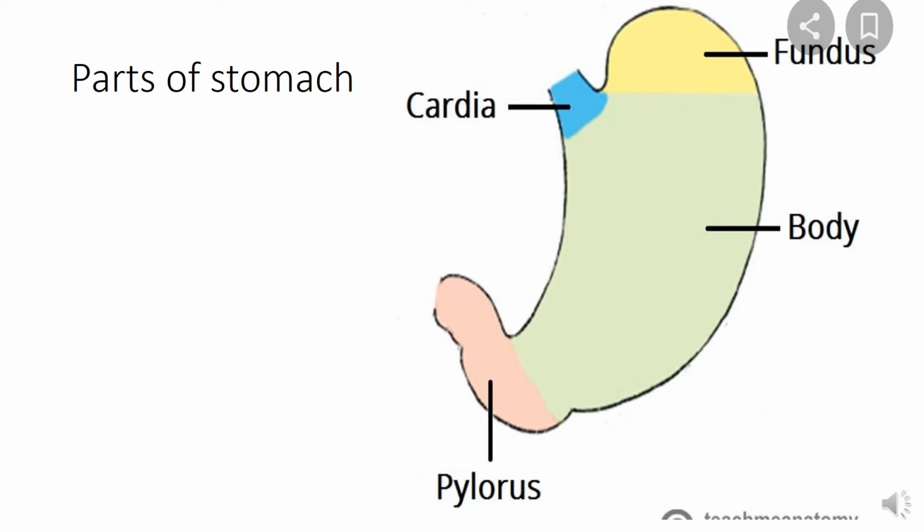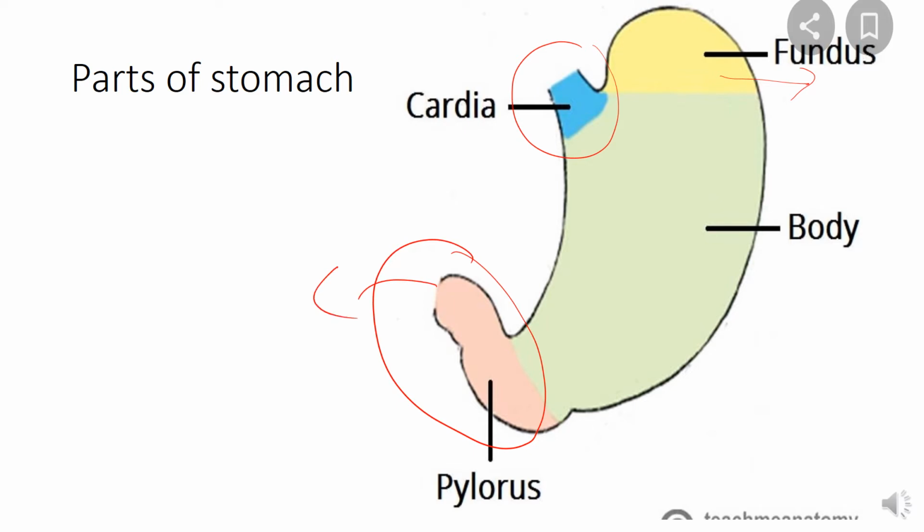So the parts of stomach again, as we know that grossly the stomach is divided into four parts: the cardia, which is continuous with the esophagus; the fundus, which is the dome shaped part above the cardia; and then the body, and then the last part is the pylorus, which is continuous with the small intestine.